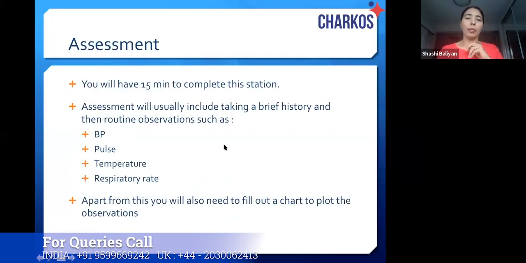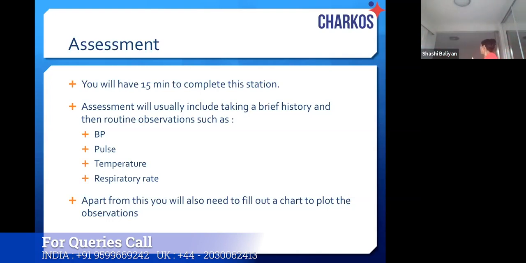So now coming to the assessment, we'll go a little bit more in detail. In the assessment, as I've already said, you will get 15 minutes to complete the station. You will usually take a brief history and then do routine observations, which you are very, very used to doing. Because in your normal day-to-day practice, when you are seeing any patient, this is exactly how you do it: you go in, take a brief history, and do the observations. The observations are routine: you are supposed to take blood pressure, pulse, temperature and the respiratory rate.